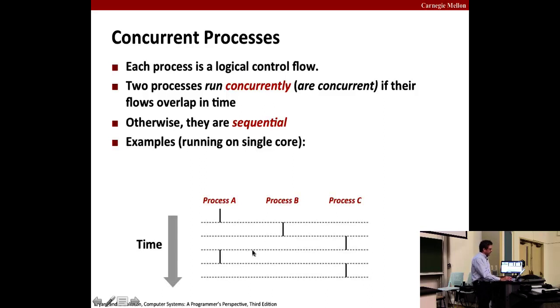So let's look at an example. We have 3 processes. Process A runs for a while, and then it's interrupted by process B and process C, and then eventually it continues running, and then it terminates. Process B interrupts process A, runs for a while, and then terminates. When process B finishes, process C gets to run for a while. Then process A runs for a while, and then process C terminates. Given this definition of concurrency, which of these processes are running concurrently?